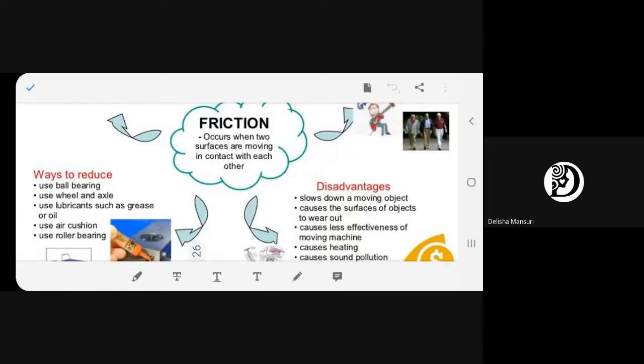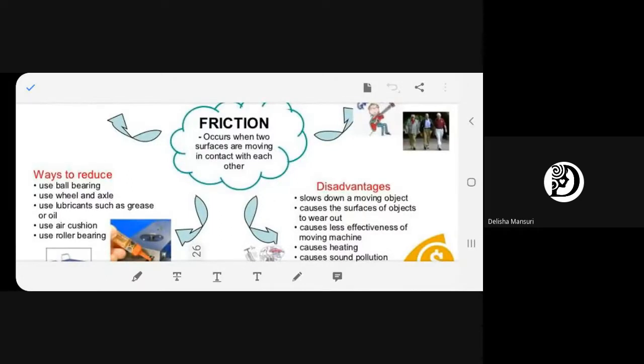Friction occurs when two surfaces are moving in contact with each other. How many surfaces are required? Two surfaces. One is moving on the other. The ball is moving on the ground. So two objects, one is the ball, the other one is the ground. So one is moving and one is stationary. Next, ways to reduce friction.